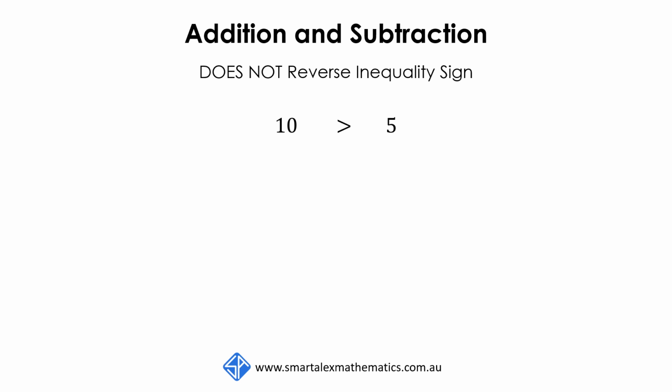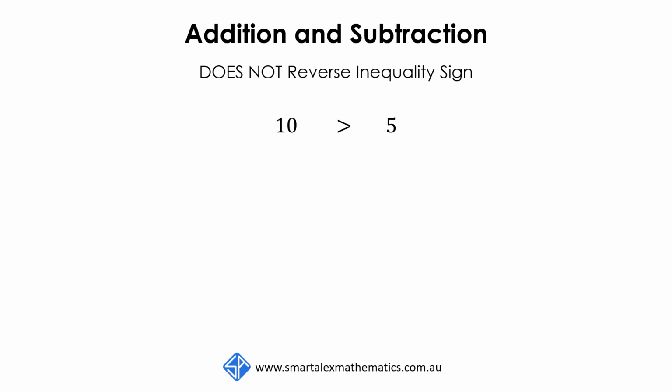When solving an equation, as long as you do the same operation to the left and the right-hand side, you can always guarantee that the equality will always hold. This is not necessarily the case for solving inequalities. What we're going to look at now are the different operations and how each one affects the direction of the inequality sign. Firstly, addition and subtraction does not reverse the inequality sign.